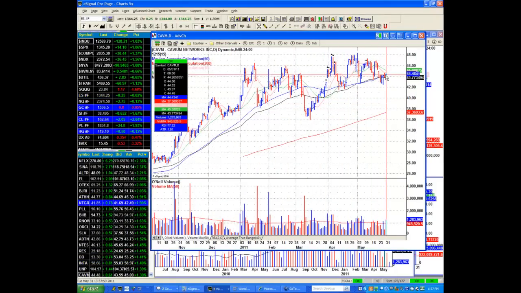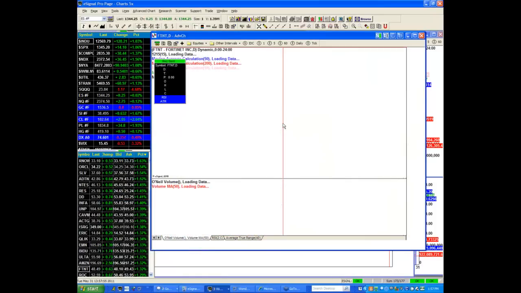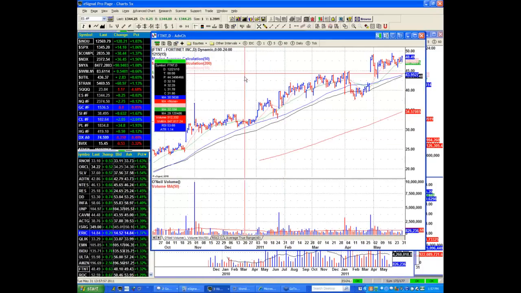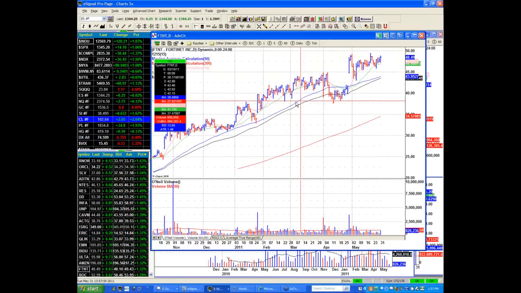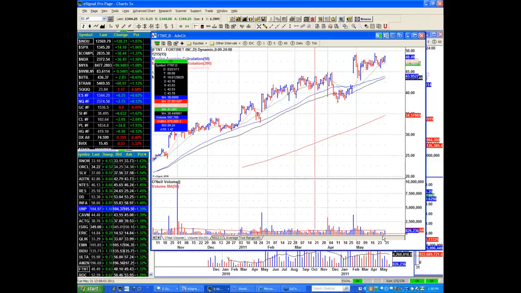Some of these other things I'm watching: Cavium Networks is moving sideways. It's a very volatile, choppy stock, but I'm just keeping an eye on that. Fortinet, which I've liked, and I was on Fox last week telling people to keep an eye on this one, just missed a pocket pivot by a day. 10 days ago, it's here, was not higher than that volume 10 days ago. But it's holding up pretty nicely.